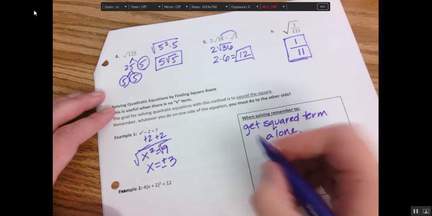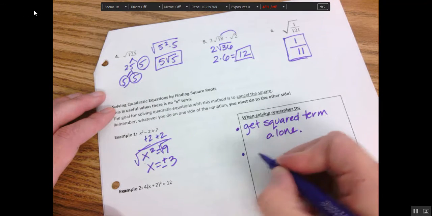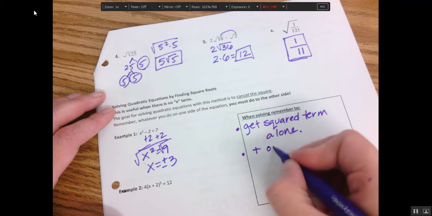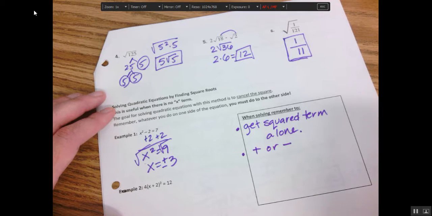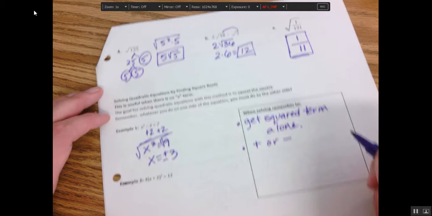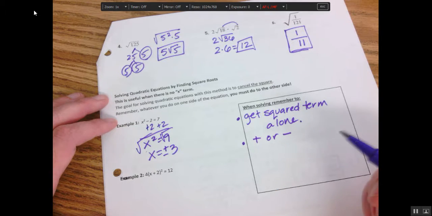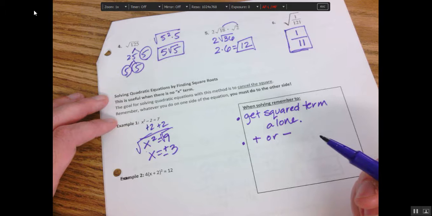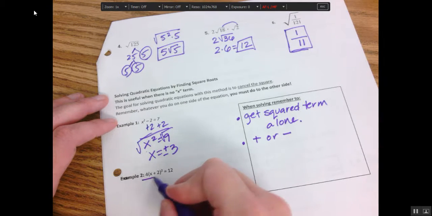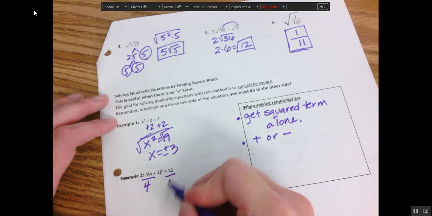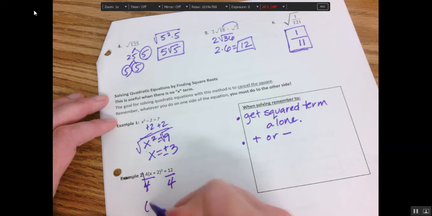Okay, and also remember the plus or minus. Don't forget that. Okay, in example 2, to get the squared term alone, we have to get rid of that 4. How do we get rid of the 4? Divide it by 4. So I have the square of x plus 2 equals 3.